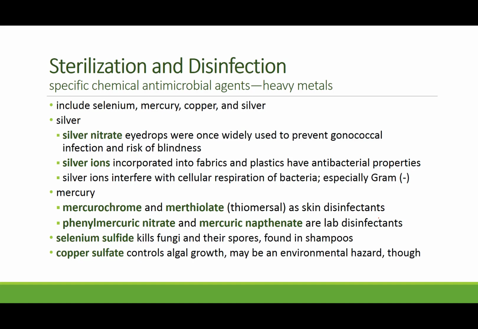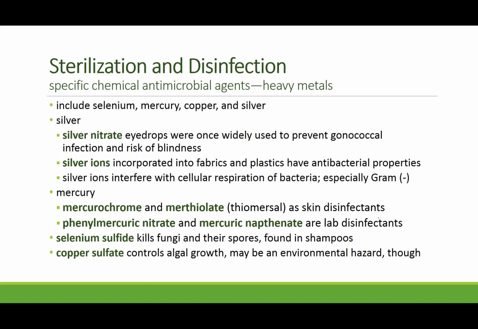Heavy metals, as we mentioned, can be used, and some of the heavy metals that are especially effective against bacterial growth are selenium, mercury, copper, and silver. Silver nitrate eye drops were, back in the day, back when I was born even, administered to all children who had gone through a vaginal birth, as a preventative against gonorrhea infection and the risk of blindness that gonorrhea infection of the eye could cause.